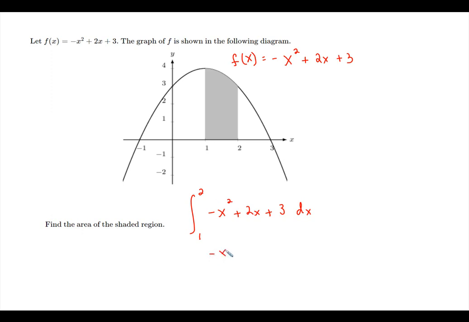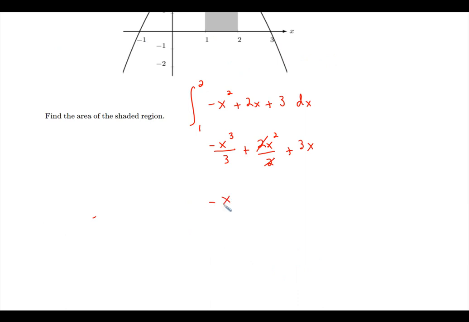So when we integrate this, we're going to add 1 to the exponent, so that will give us negative x to the third, and then divide by what this new exponent is, 3, right? Add 1 to the exponent, 2x squared, divide by the new exponent, 2. And then over here, if you have a constant, just add an x to it, so plus 3x, okay? And then if we simplify this, the 2's would divide out, right? So basically this problem is going to become negative x to the third divided by 3 plus x squared plus 3x, and we're going to evaluate it, right, from 1 to 2, okay?